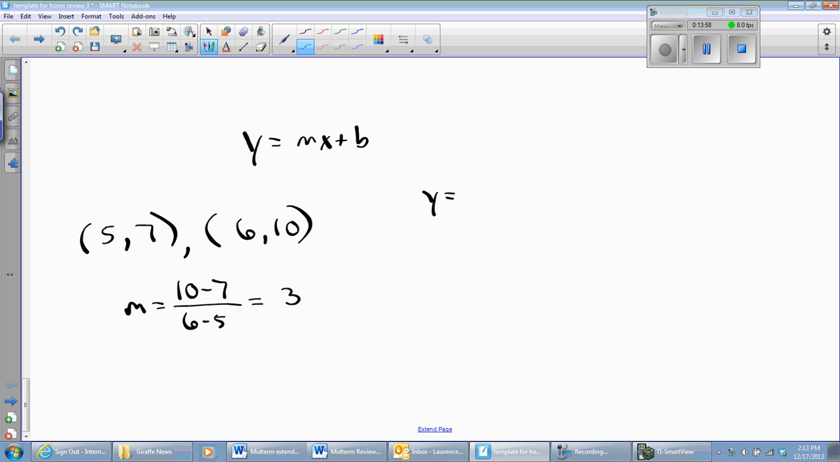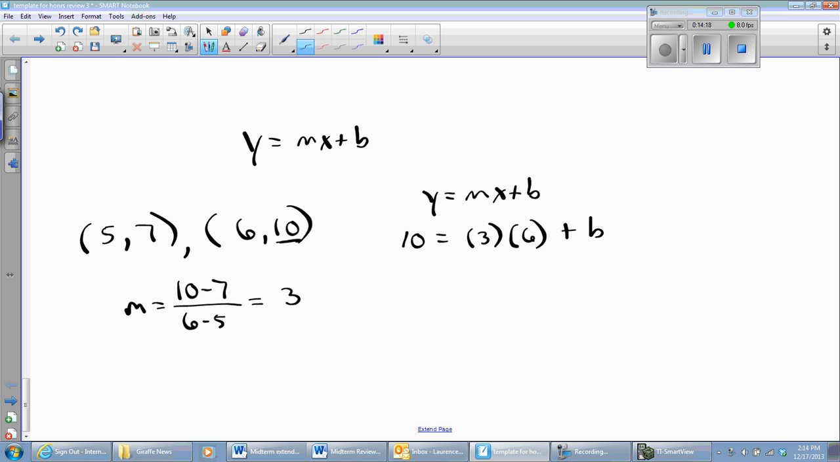Then I take y equals mx plus b. I fill in a y, 10. I fill in the slope, which is 3. I fill in an x coordinate, which has to be 6. Why does it have to be 6? Because I chose 10 for my y. Had I put 7 for my y, then I'd have to use 5 for my x.